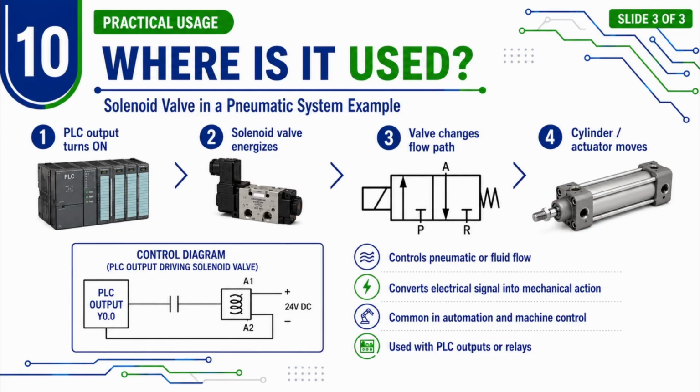A PLC output or a control relay can energize the solenoid coil. When the coil energizes, the valve changes position and redirects the airflow path. As a result, a pneumatic cylinder or actuator moves. So the sequence is: electrical signal, solenoid coil energizes, valve changes position, airflow changes, actuator moves. This is why solenoid valves are widely used in automation systems, machine control, pneumatic panels, and industrial processes.